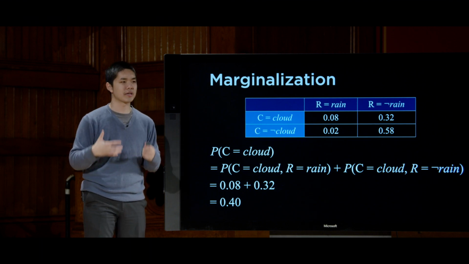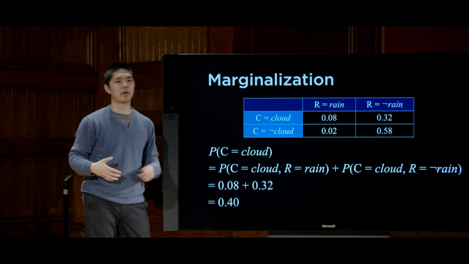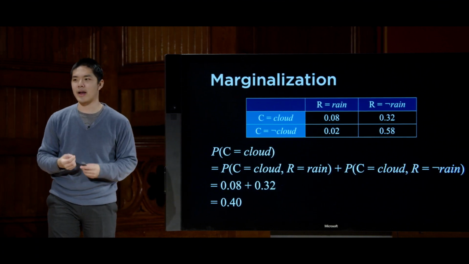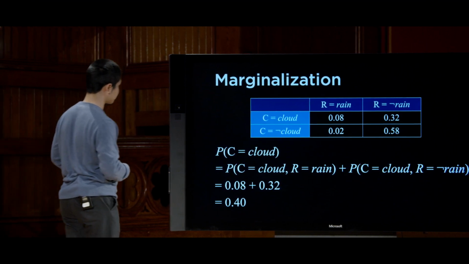And so marginalization gives us a way to go from these joint distributions to just some individual probability that I might care about. And you'll see a little bit later why it is that we care about that and why that's actually useful to us as we begin doing some of these calculations.